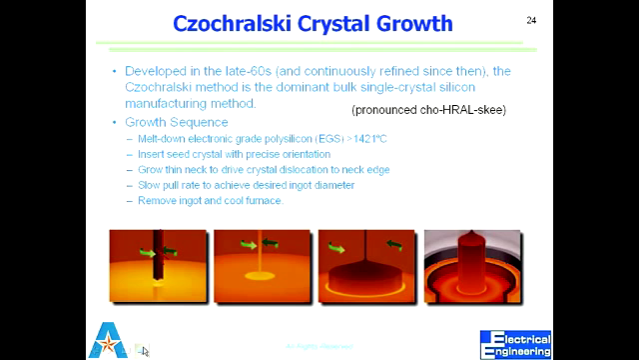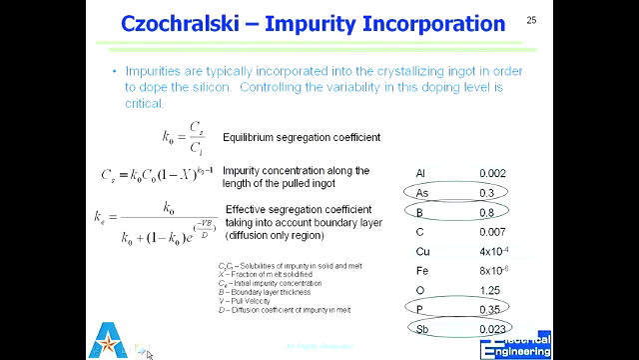We melt down silicon above 1421, insert the seed with precise orientation. We grow a thin neck, and we pull it out. Our pull rate defines the size of the ingot. And once we get it out, we break the neck, and we have the ingot for sawing and use.